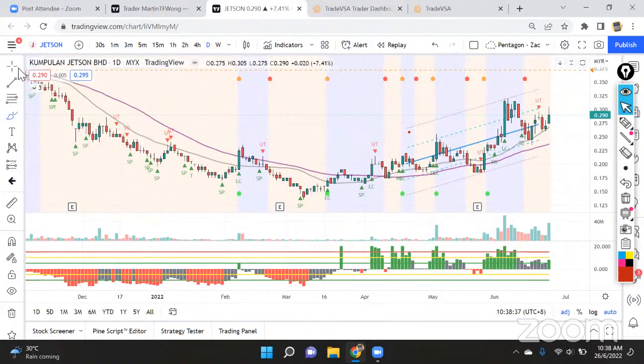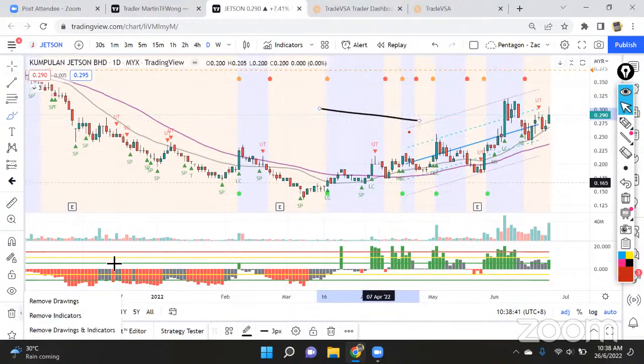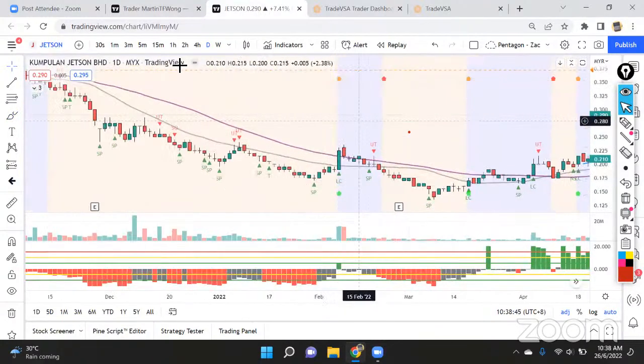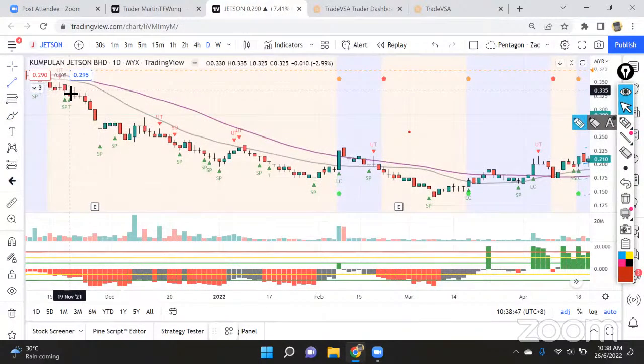Oh, this is a good example. Yeah, this is the one. Now for me, Taffy is similar to this. Let's look into here. This is a very good example, right? So notice here, this is the previous trend line.